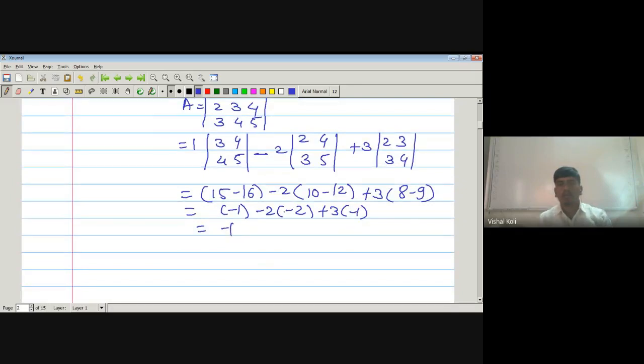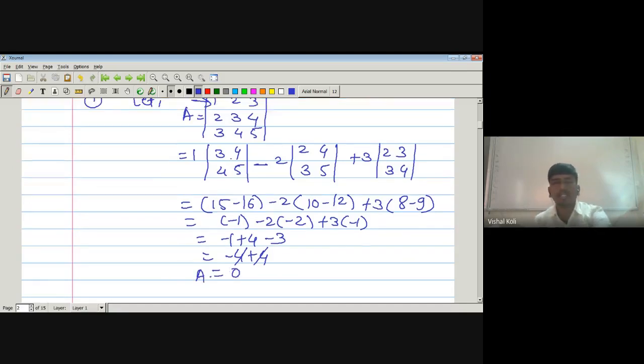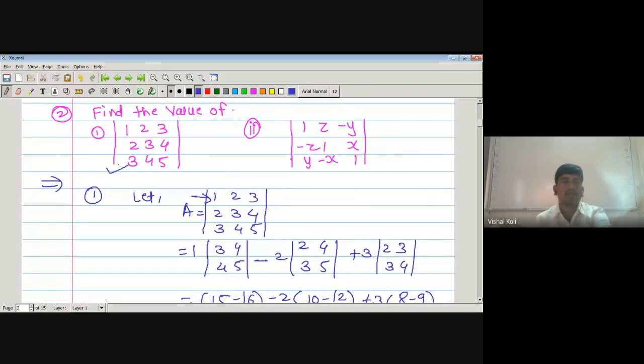which is equal to minus 1, minus 2 into minus 2, plus 4, 3 into minus 1, minus 3. Minus 1 minus 3 minus 4 plus 4, minus 4 plus 4 get cancelled, and it is equal to 0. So A will be equal to 0. So the determinant of the first example, that is its value, will be equal to 0.